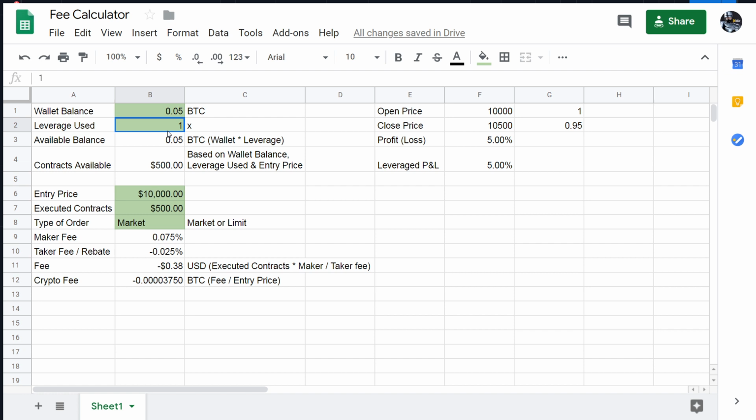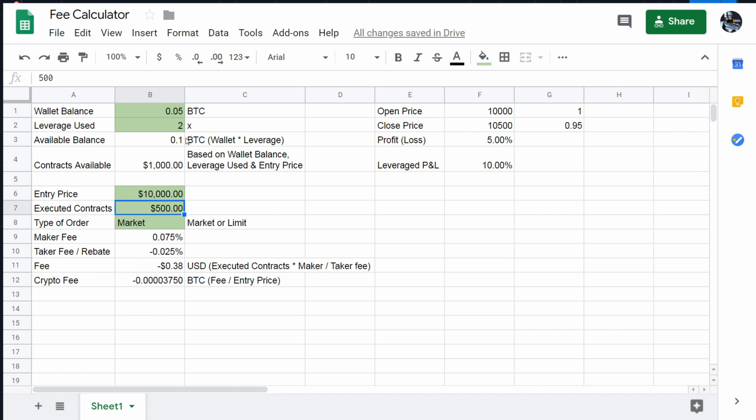But if I change this to 2x leverage, pay attention here. If I change this to 2x leverage, I have $1,000 available to me because I'm going to be borrowing $500 from the exchange. But if I'm only doing a $500 position, I'm really only doing 1x. I'm only using half of my account.